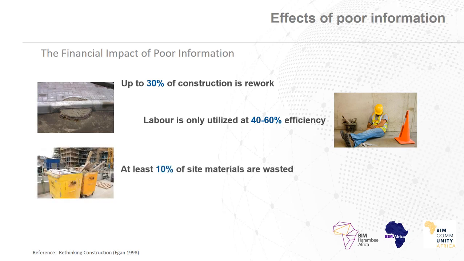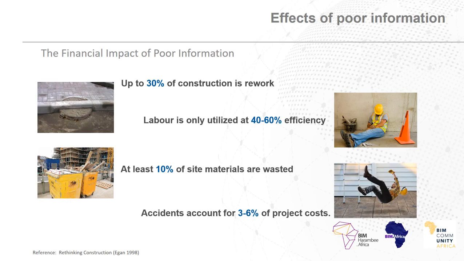At least 10% of site material is considered waste, either through offcuts, an unstandardized design such as brick dimensions not being used for masonry walls, or through the removal of material due to rework. Much of the material brought to site is not used in the final asset. And accidents account for 3 to 6% of project costs. Through the disruption of work, damage to plant material, or expensive health and safety investigations, accidents can account for a significant value of the project.